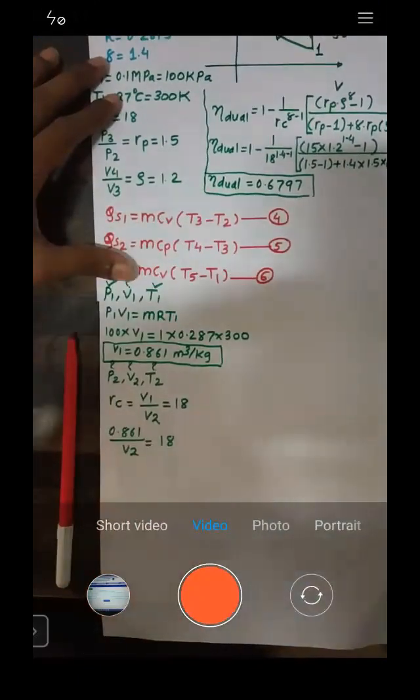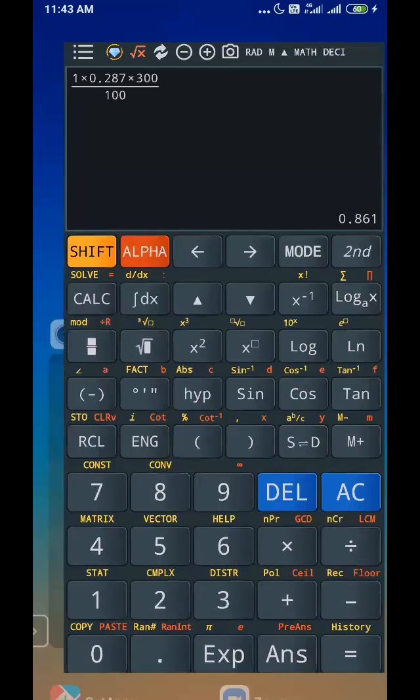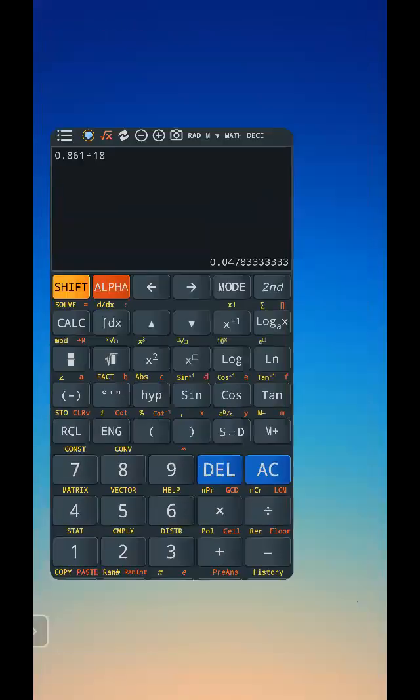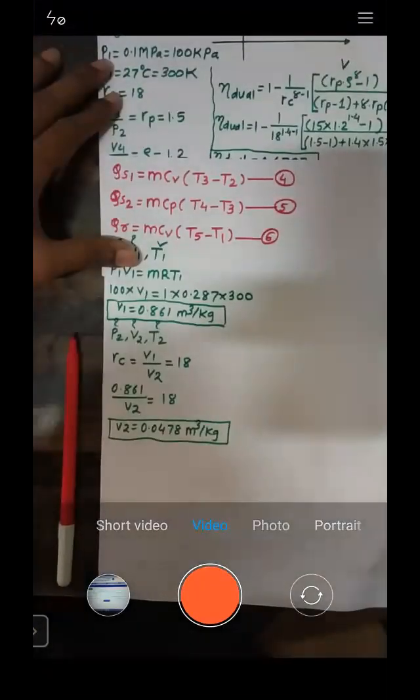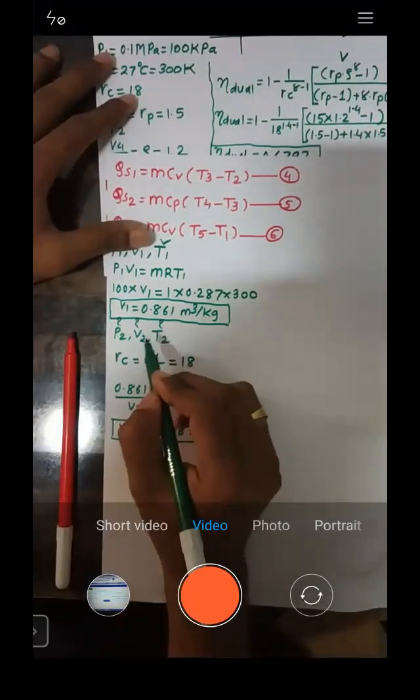So V2 is given by 0.861 divided by 18. So the value of V2 I will get is 0.0478 meter cube per kg. Try to understand this one, meter cube per kg. So I got V2. Now I need to go for T2.